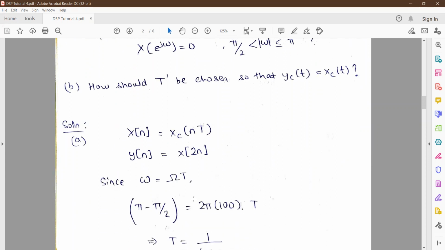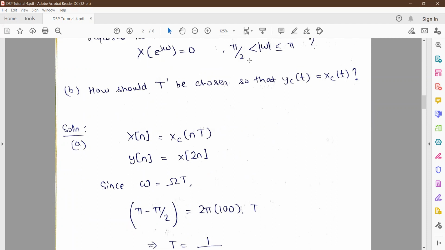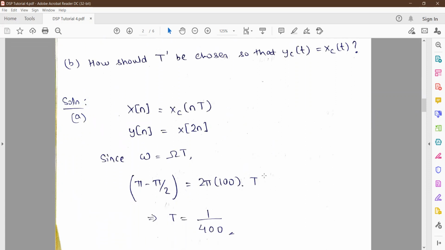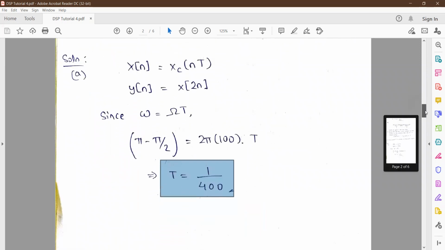So capital omega times T, that is 2 pi into 100 times T, is simply equal to the small omega, which we desire, right? This is the desired x. So we can solve directly for T, and T will be equal to 1 by 400. Okay, so this is the first part.